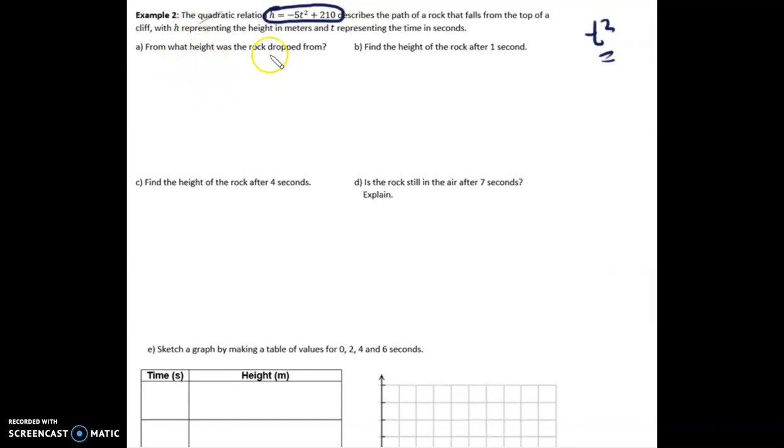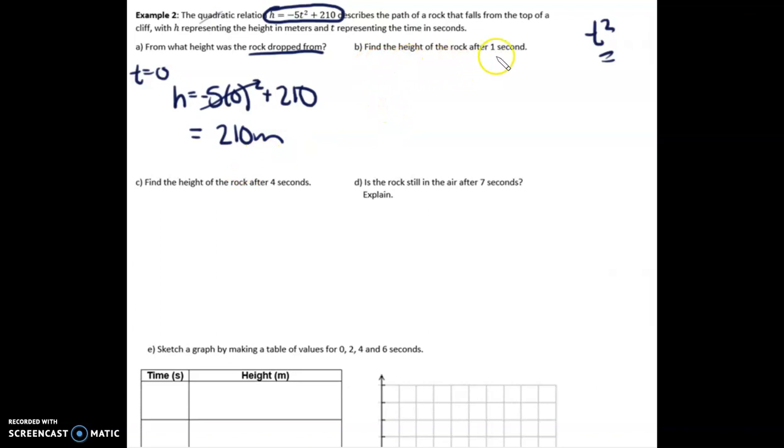Okay, from what height was the rock dropped? So this is like when time is 0. Okay, so if we take the equation and we sub in 0 for time, because that's right when it's dropped, okay, this entire term goes to 0, and we're left with 210 meters. Okay, so the rock was dropped from 210 meters.